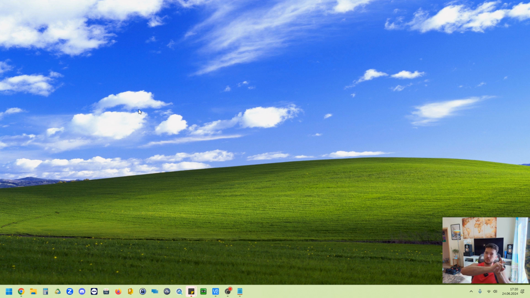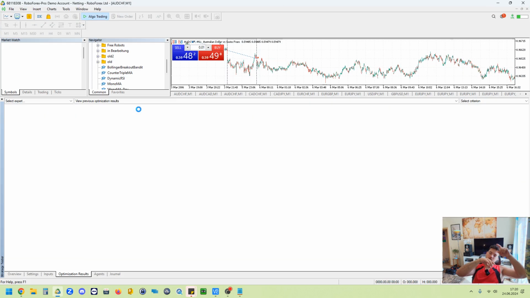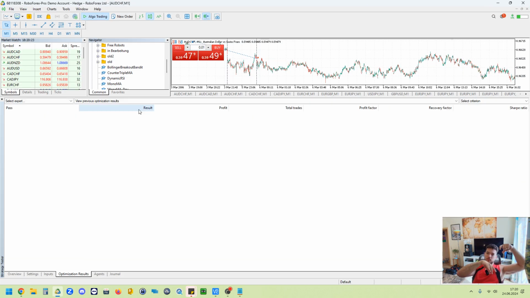We have the mono MA, which uses one moving average. We have the triple MA, which uses three moving averages. And I created the counter triple MA, which uses again three moving averages, but the third, the slowest moving average, is telling you the trend. And the other ones usually have to cross from below to above, but this one opens a trade from above to below. So not really reversed, but kind of reversed.